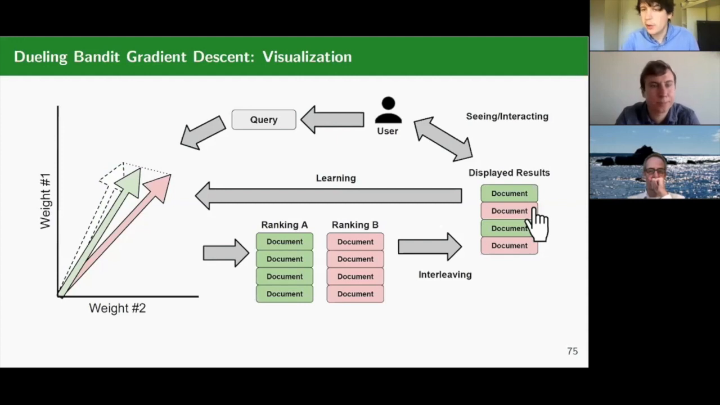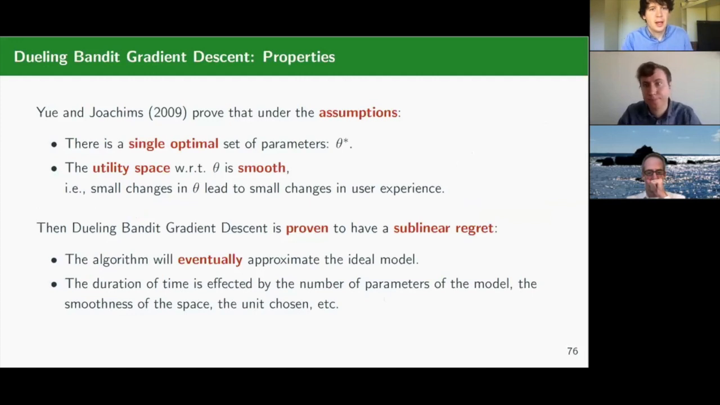Right, so very simple algorithm. Using this intuition of interleaving can give us relative differences. From relative differences, we can do optimization. There was also a theoretical side to this work. So they proved that under certain assumptions, for instance, there's a single optimal set of parameters. There's one optimal model. The space is smooth.